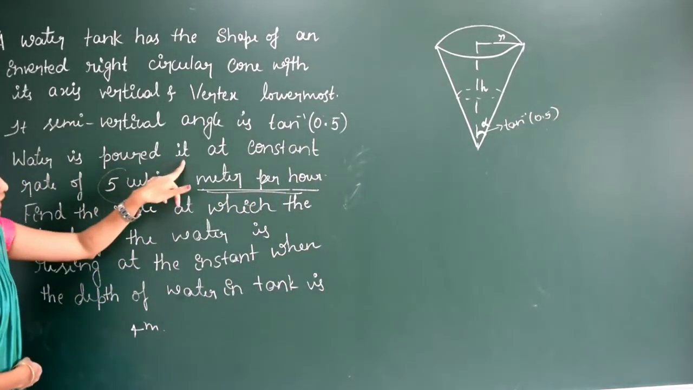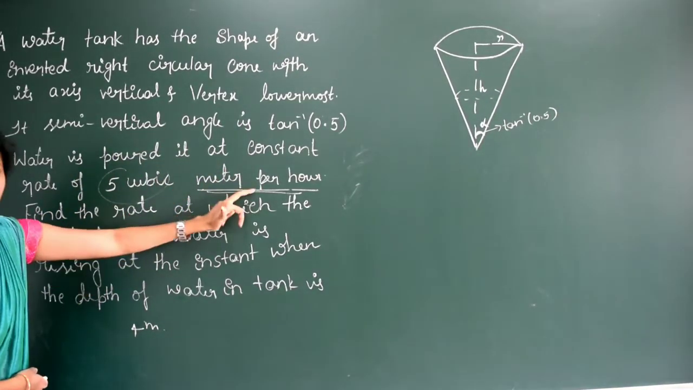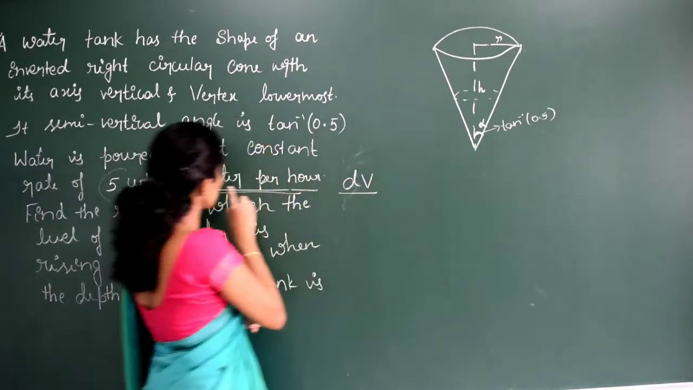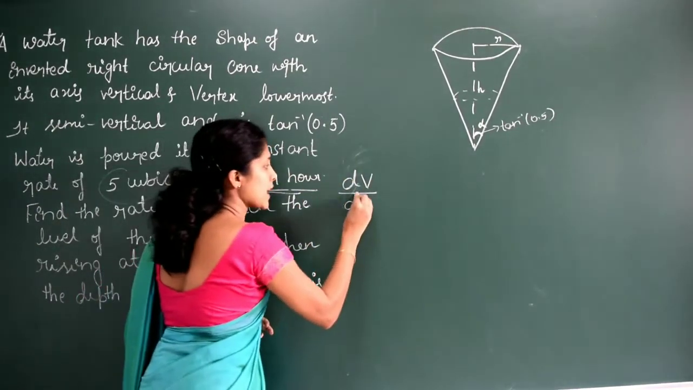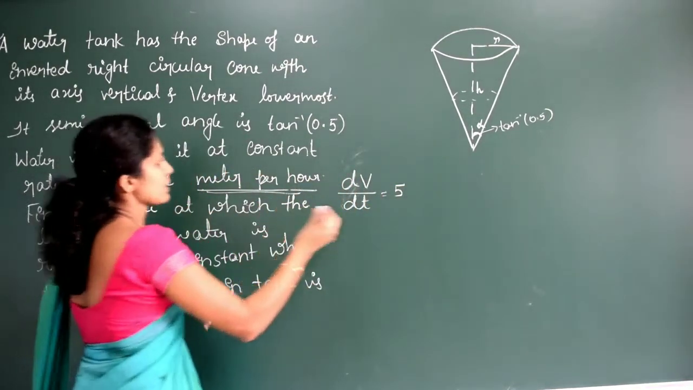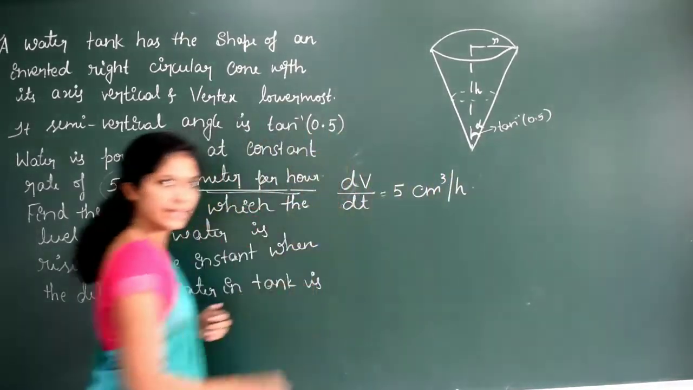Next, what is given? Water is poured at the constant rate of 5 cubic meter per hour. I mean dV by dt is given, right? Volume with respect to time, per hour. dV by dt is given as 5 cubic meter per hour, right? This is given.